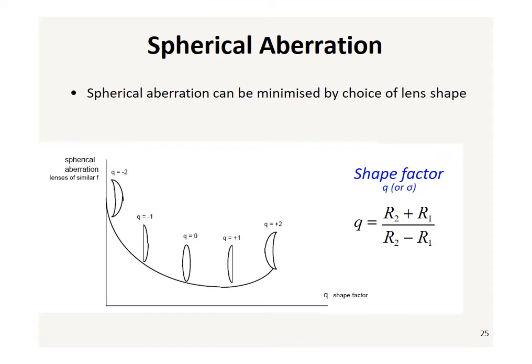Another interesting way that you can reduce spherical aberration is by changing the lens shape. Now you can see in this diagram here, I've got 5 lenses and they all have the same focal length. They've just got slightly different R1s and R2s. However, the amount of spherical aberration is different in each case. Interestingly, in these two situations, the amount of aberration is different even though it's the same lens, it's just been turned around.